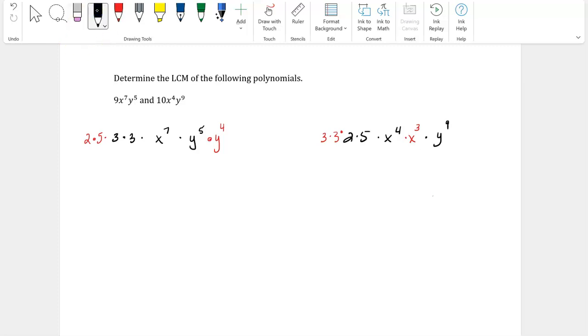So when we multiply both expressions now, both of those expressions will give me the same polynomial. 2 times 5 times 3 times 3, 3 times 3 times 2 times 5, right? Together, that gives me 90. For my x's, both expressions have x to the 7th, and both expressions have y to the 9th. So the least common multiple is 90 x to the 7th, y to the 9th.